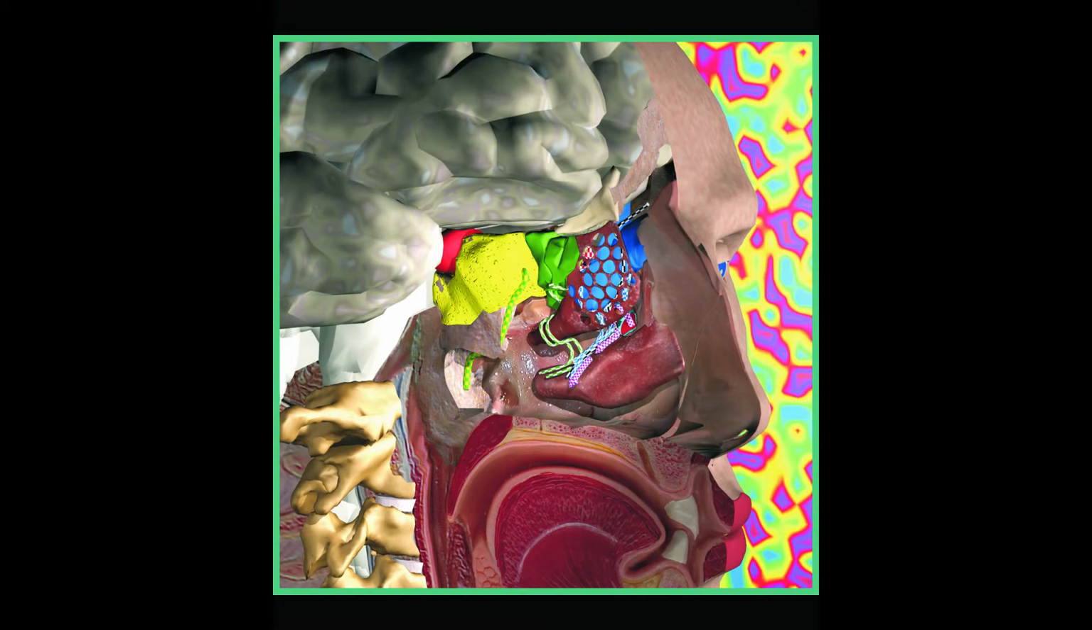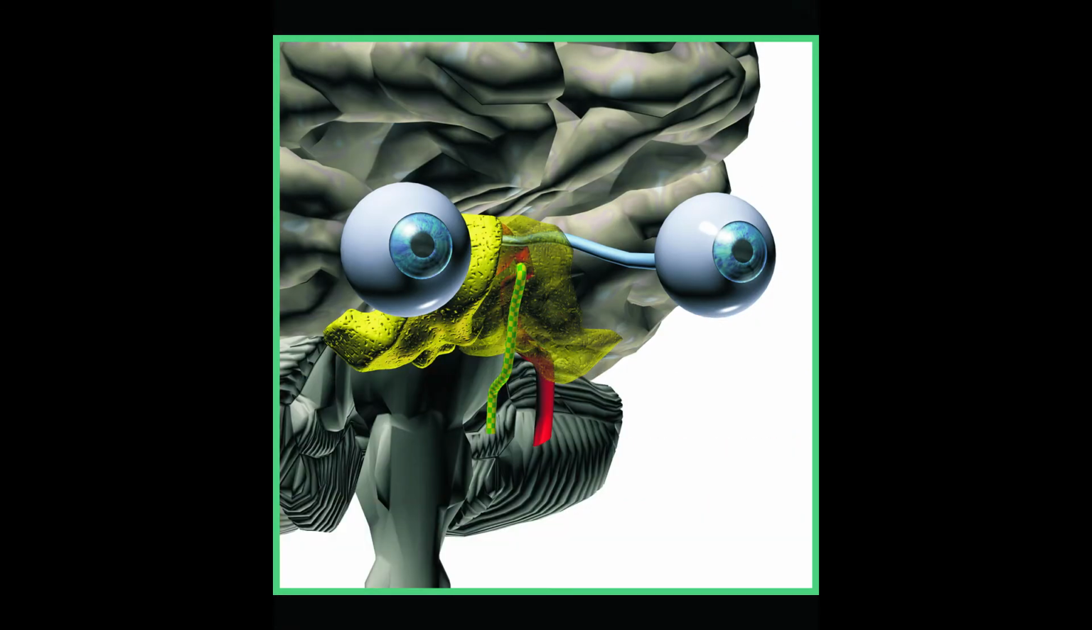The sphenoid sinus, yellow, is the most posterior sinus. An infected sphenoid sinus can cause posterior headaches. The drainage from the sphenoid is almost directly down the throat. Patients often complain of chronic cough and posterior headaches if the sphenoid is involved. The pituitary gland rests on top of the sphenoid sinus.